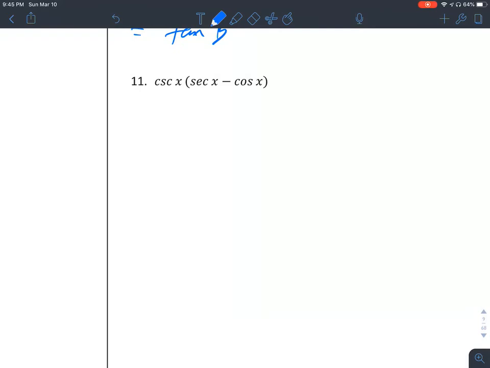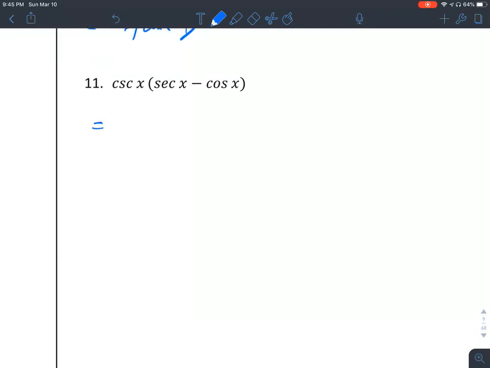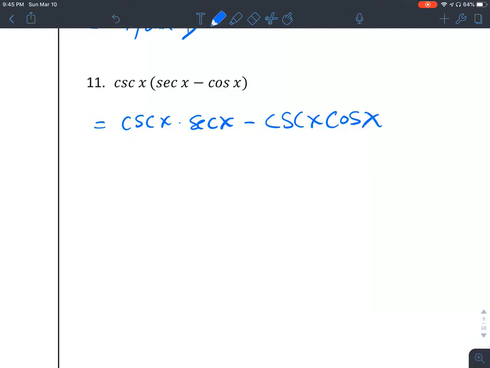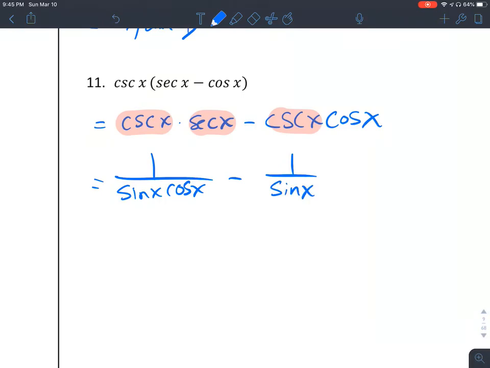Number 11, I'll distribute first and get cosecant of x times secant of x minus cosecant of x cosine of x. I will now change these three things to be in terms of sine and cosine and see what that does for me. So that's going to give me 1 over sine of x cosine of x, and this is going to be 1 over sine of x times cosine of x.